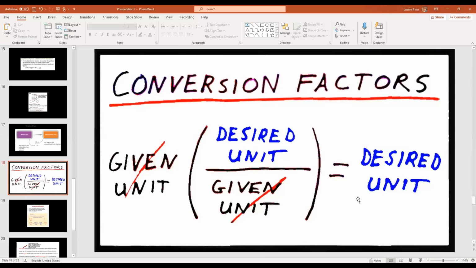If you don't understand now or reading the lecture, you can go to YouTube and you can watch a lot of videos explaining the use of conversion factors. This is very important. Pay close attention, and you have to learn this method this week.